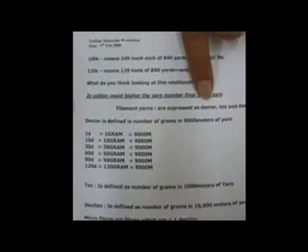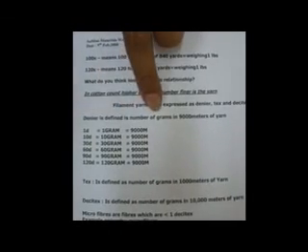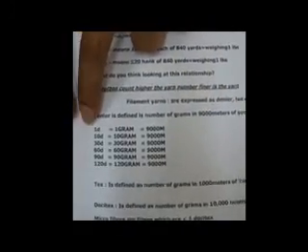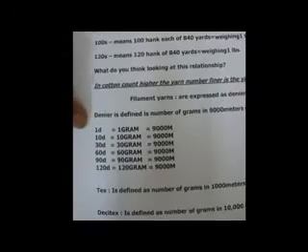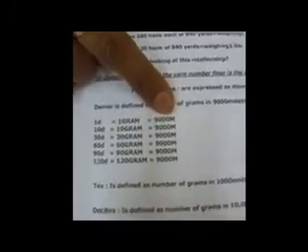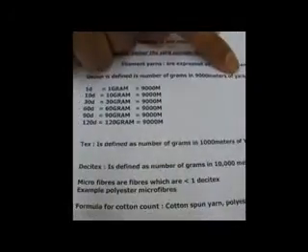Let's see what is the direct system now. Filament yarns are generally expressed in terms of denier, tex and decitex. The most popular unit used is denier. Denier is defined as the number of grams in 9,000 meters of yarn. If I say the yarn count is 1 denier, this means 1 gram weighs 9,000 meters. Since the definition says number of grams in 9,000 meters of yarn.